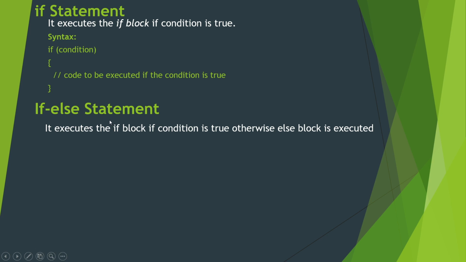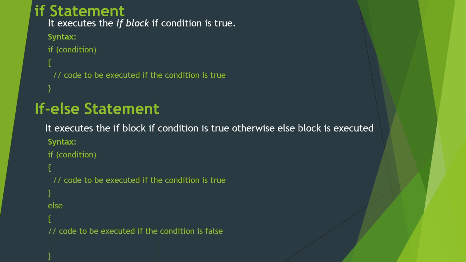In the if else statement, we have another block, that is the else block, correct? So what is the if else statement? It executes the if block if the condition is true, otherwise the else block will be executed. So how will the syntax be? The syntax will be if condition, same as above, and then we just write else. When will else get executed? When this condition returns false. So it's very simple. The if block will get executed if this condition returns true, otherwise it will execute the else block, correct?